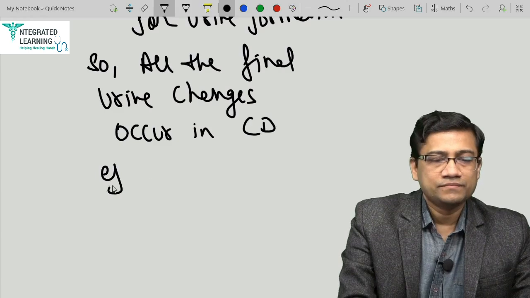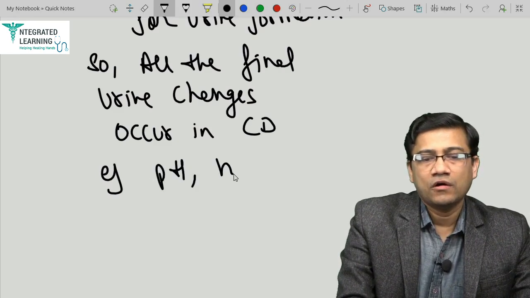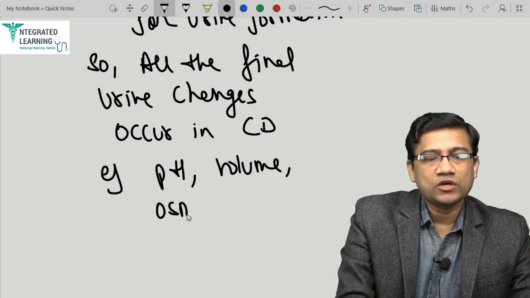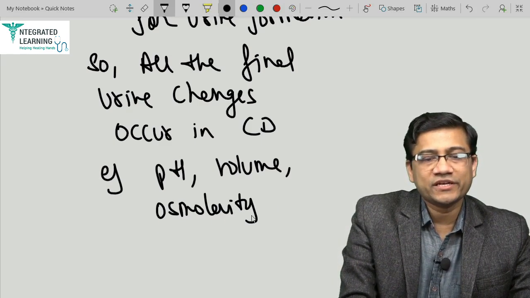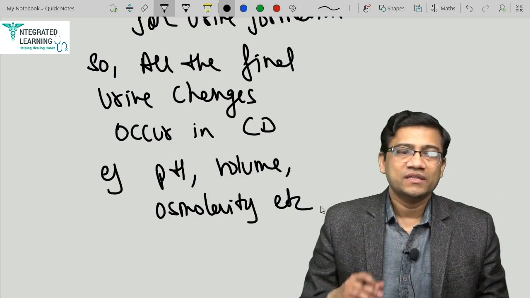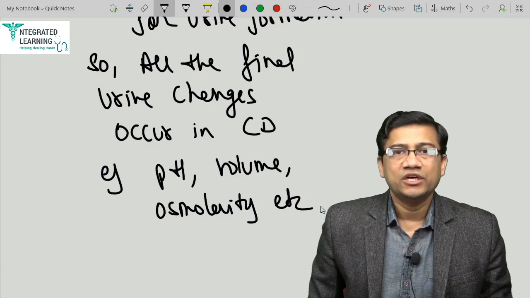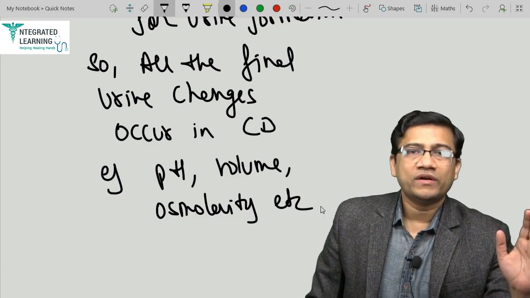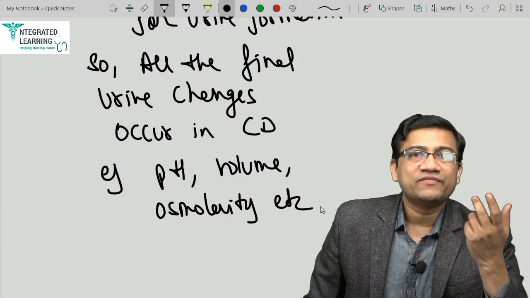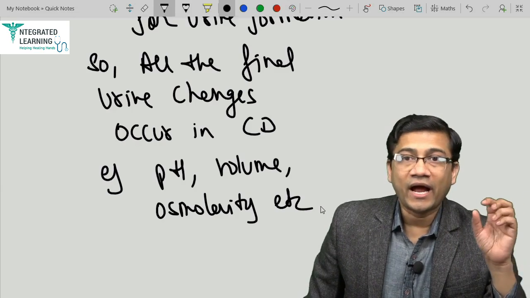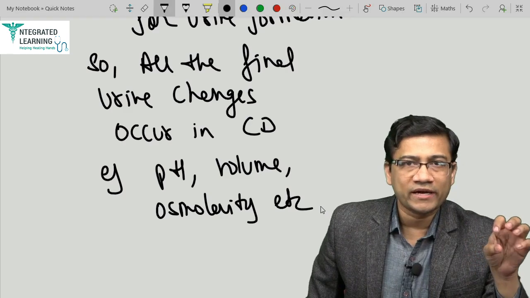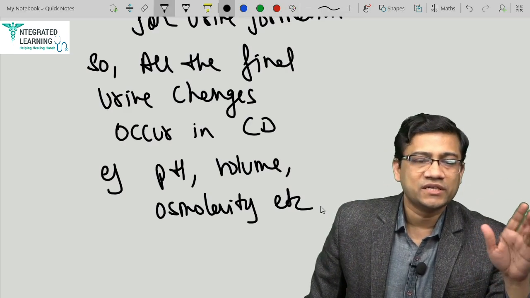Examples: pH, volume, osmolarity, etc. Whatever changes occur, they all occur in which area? The collecting duct is the last site. That is why a very common question is: what decides the final pH or volume? The collecting duct. That's why the hormones which regulate the urine act mainly in the collecting duct. Like which ones? ADH and aldosterone. The collecting duct is their site of action.